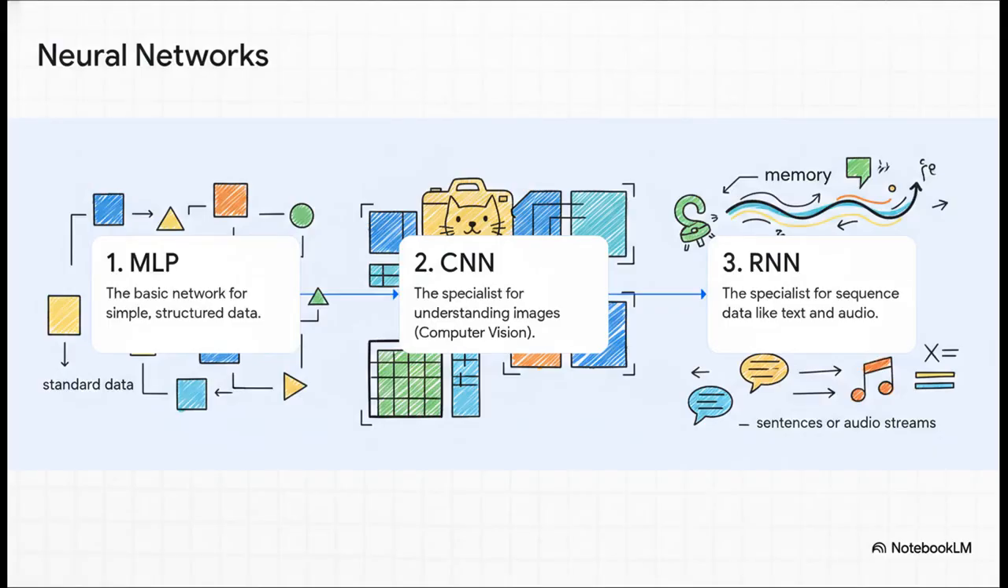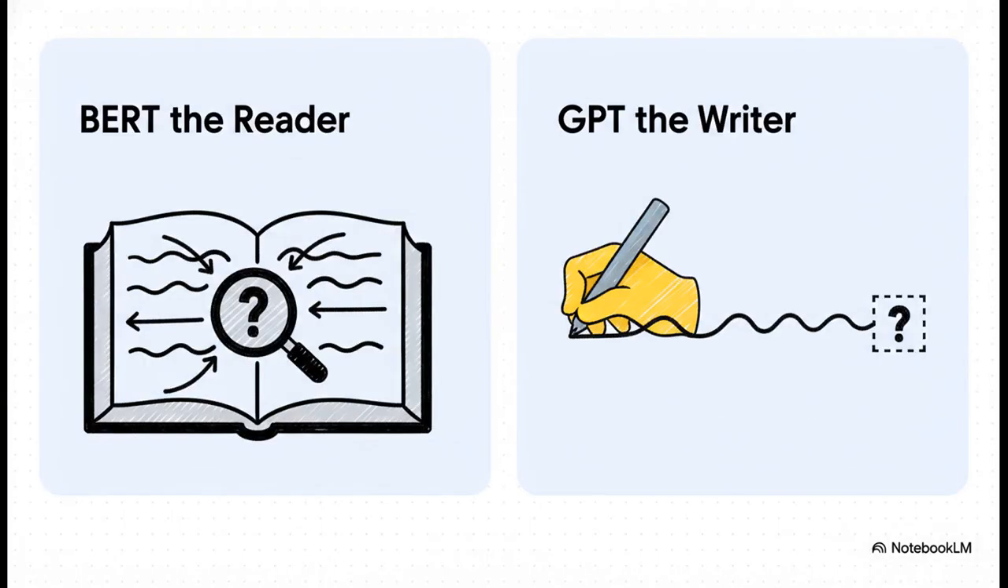The basic version, an MLP, is great for your standard structured data. But then they started to specialize. CNNs evolved to become absolute masters of understanding images by scanning them with these little filters. And then RNNs developed a kind of memory, which made them perfect for sequential things like sentences or audio clips. This evolution eventually led to the modern titans of text that you've probably heard of, BERT and GPT.